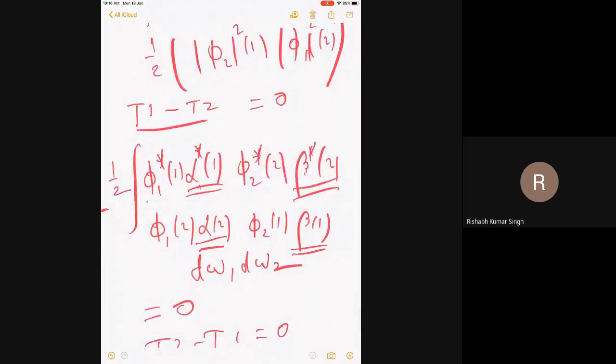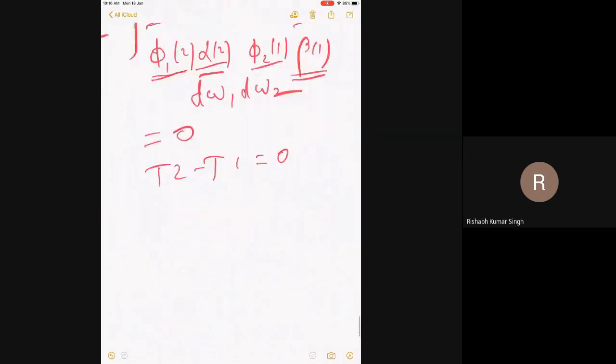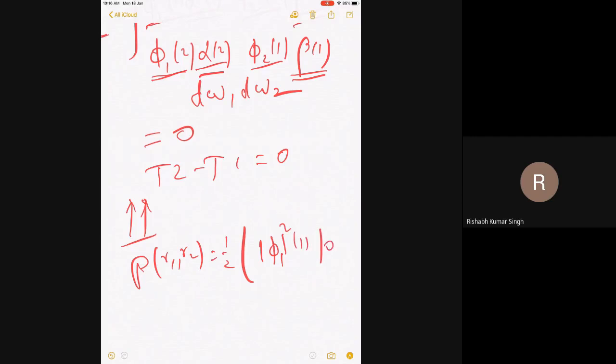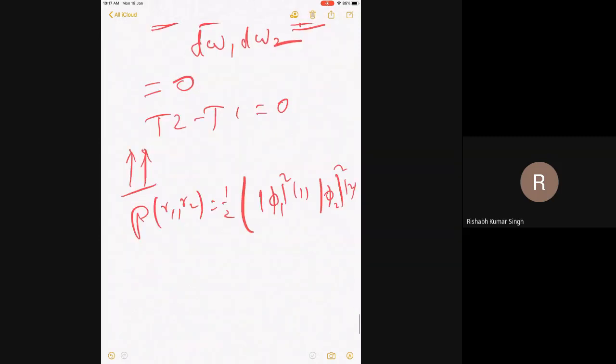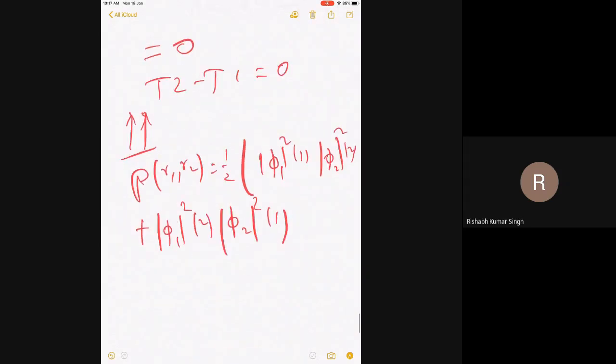Except that this part will become phi 1 star 1, phi 1 2, or phi 1 star 1, phi 2 1, phi 2 star 2, phi 1 2, which is not the Coulomb interaction. So for parallel spin, I will have a different result. So P R1 R2, I will first have half of mod phi 1 square 1, mod phi 2 star 2, coming from T1 T1 and T2 T2, where only phi 1 and phi 2 will be interchanged, but basically they will remain the density.